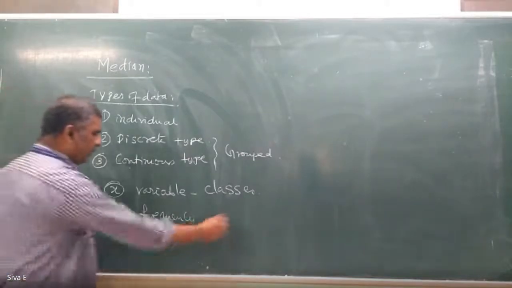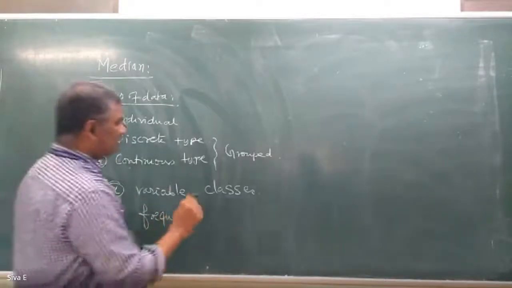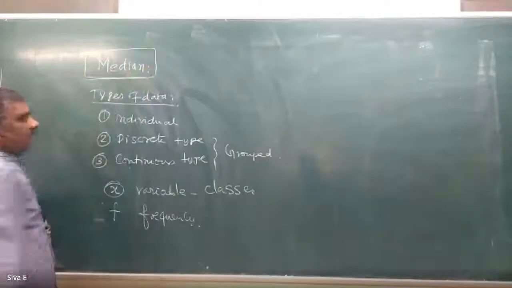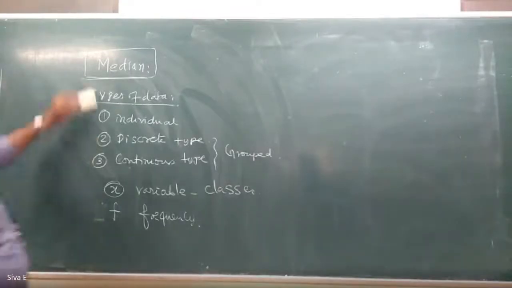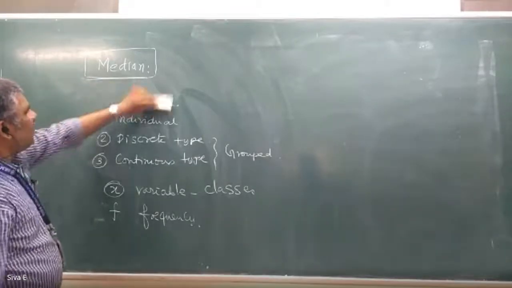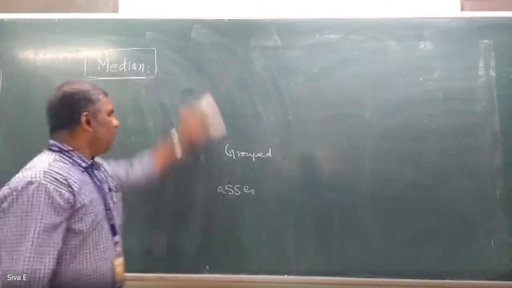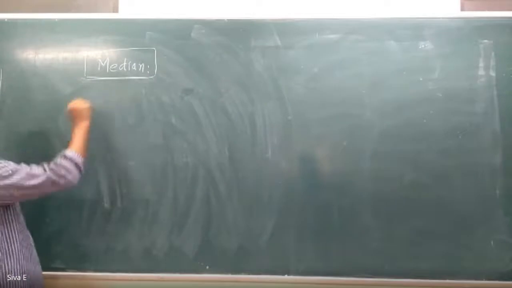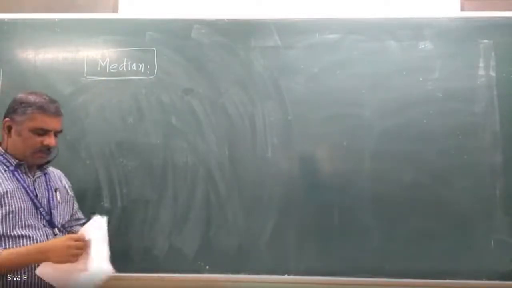See here. Okay, fine. Yesterday we discussed the arithmetic mean. Today we are going to discuss the median, under measures of central tendency. Now, see here, there are three types of data. There is no formula for this. First you have to write the definition for the median.